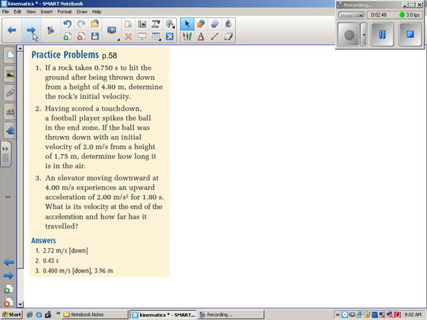All right, question number 1. It says a rock takes 0.750 seconds to hit the ground after being thrown down from a height of 4.8 meters. What's the rock's initial velocity? Clearly we've got a time of 0.750 seconds. Tell me what the 4.80 meters is.